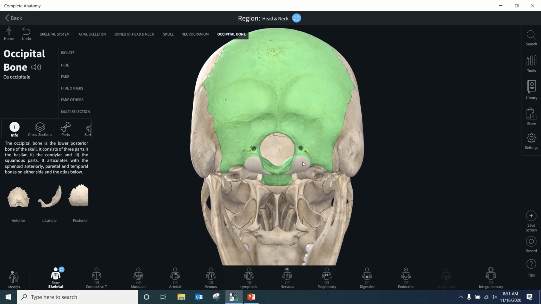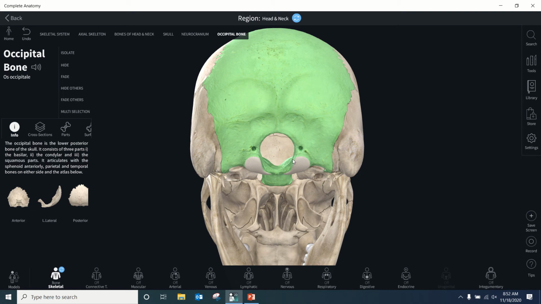So this kind of grayish area here, that's an articular surface. So you got one condyle on the right, one condyle on the left, and that's where the occipital bone articulates with the most superior bone of the vertebral column or of the spine. And so that bone is called the atlas. And so the superior articular facets of the atlas articulate with these condyles here on the occipital bone.